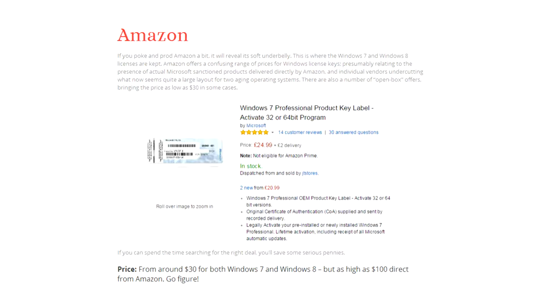Now, Amazon is one of the most well-known and most popular online marketplaces, and this particular website has a very confusing range of prices for Windows license keys, which is around $30 for both Windows 7 and Windows 8, but this price has gone as high as $100.